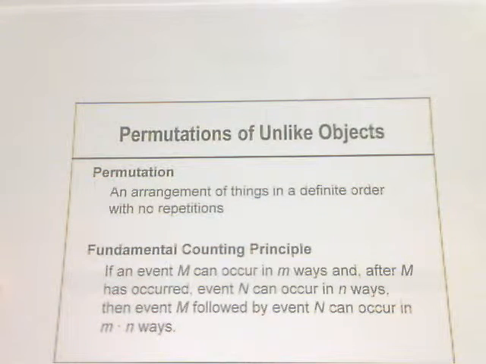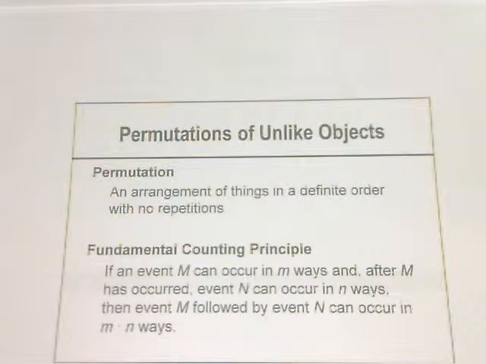We first need to define what a permutation is. It is an arrangement of things in a definite order with no repetitions. So here the order is going to be very important and there is no repetition. That's what a permutation is.